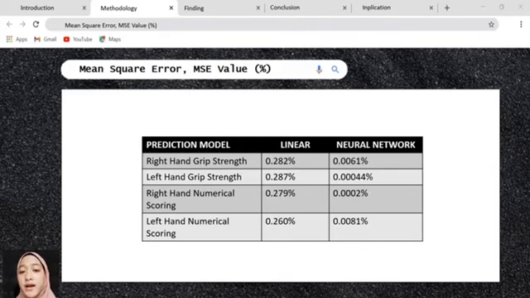For mean square error values for both hand grip strength and hand numerical scoring, the neural network prediction model is close to 0 compared to the linear prediction MSE value. The small value of MSE depicted a close relationship between significant HAVERA cause and effect variables induced to loss of hand grip strength and finger branching.